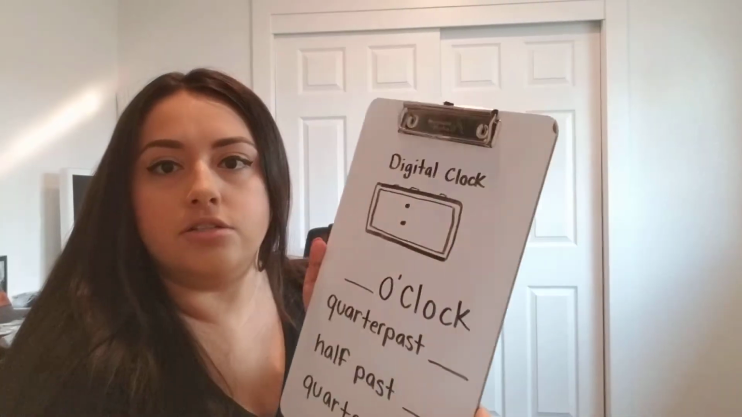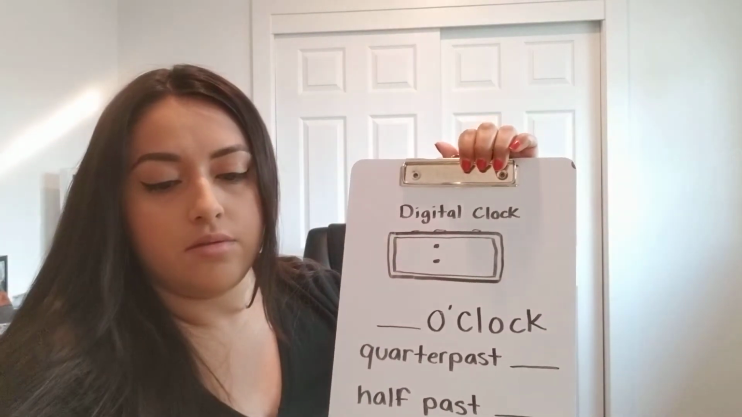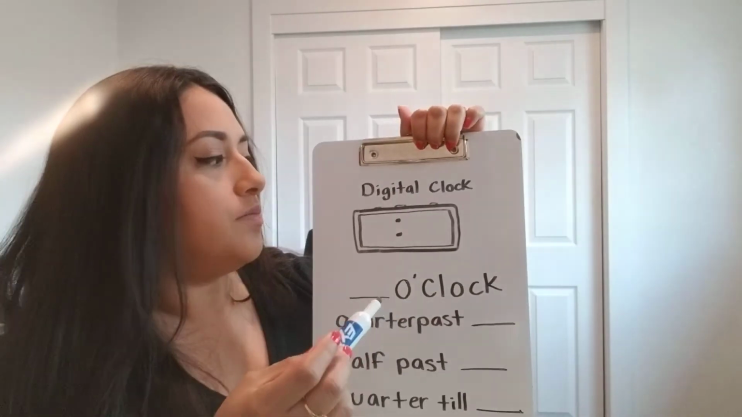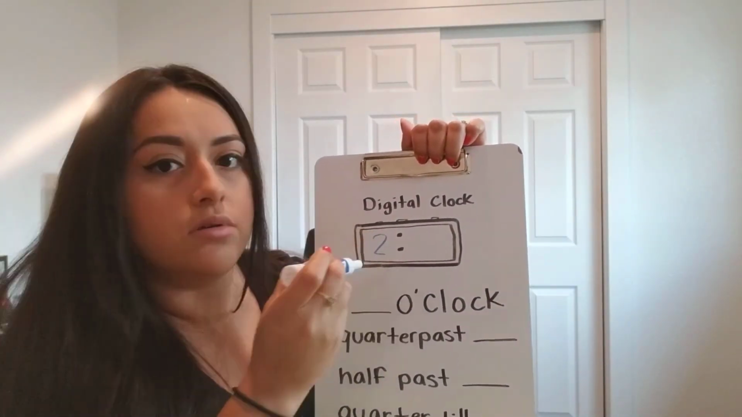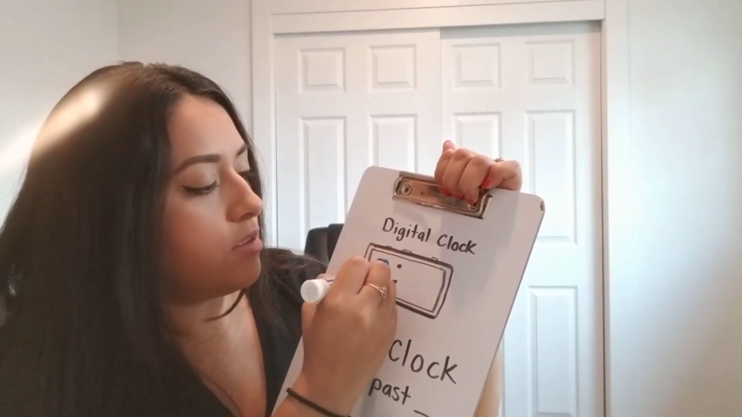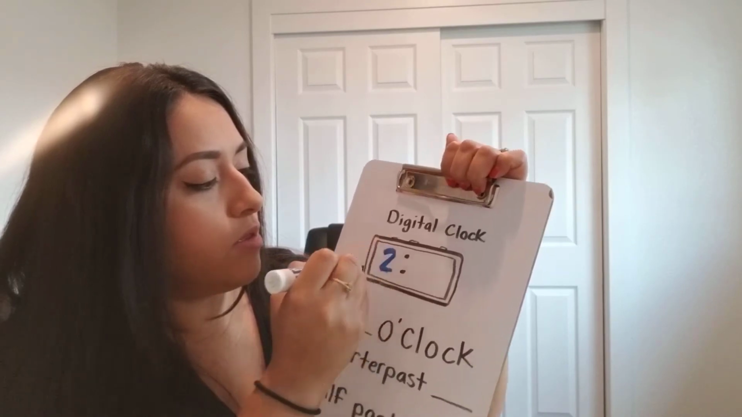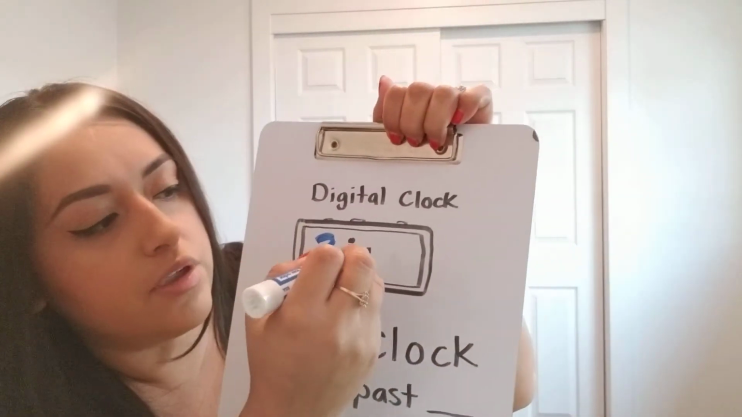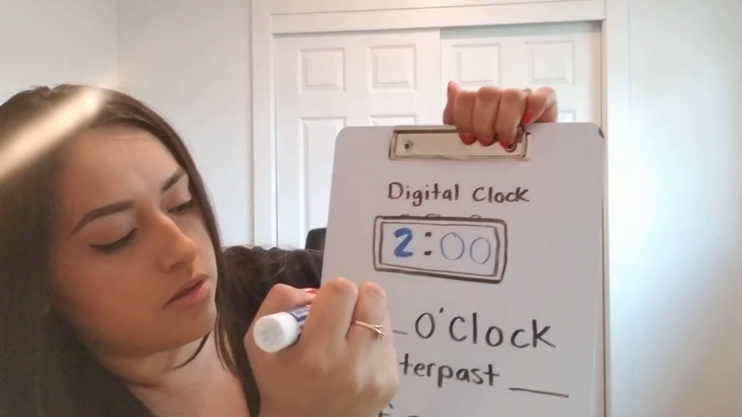How would that look on our digital clock? Let's see. So if you're writing it on the digital clock, you do not just put a 2. It's not just 2. Remember, we have to put our 2 zeros to say 2 o'clock.